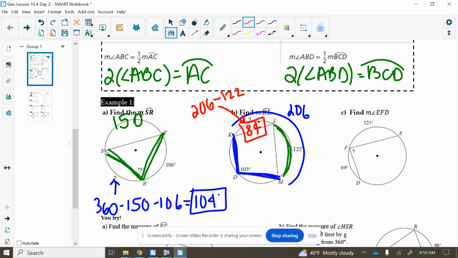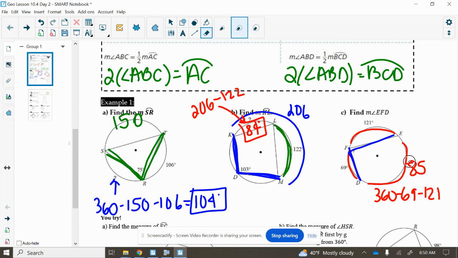Last but not least, we are given arcs F to E and F to D. So if we subtract from 360 both of those arcs, so minus the 69 minus the 121, we find out that this arc over here is 170. And then angle DFE would have to be half, and half of the 170 would be 85.